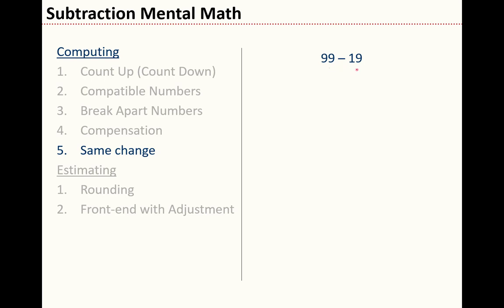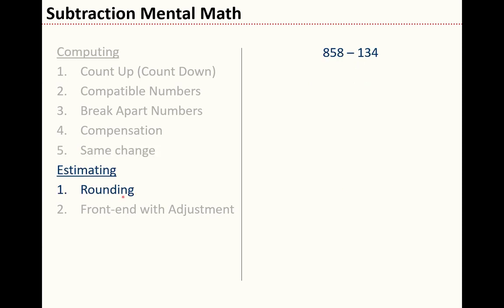But we notice that they're both just 1 away from nice round numbers. If I add 1 to the 99 and I add 1 to the 19, I get 100 minus 20, which is very clearly 80. If I have subtraction, then I want to add the same or subtract the same to both numbers, and it won't actually change the problem. We've seen this as a technique for subtracting in the past, and we can just use this with our mental math as well. Let's move on to estimating.